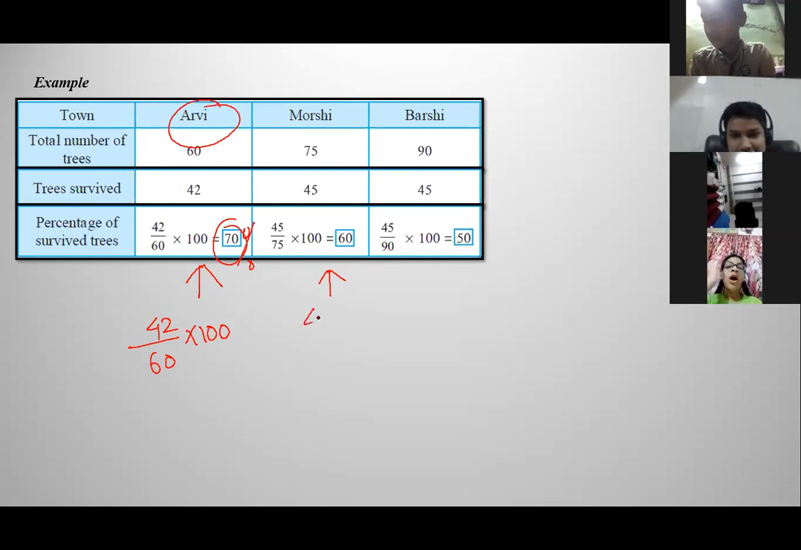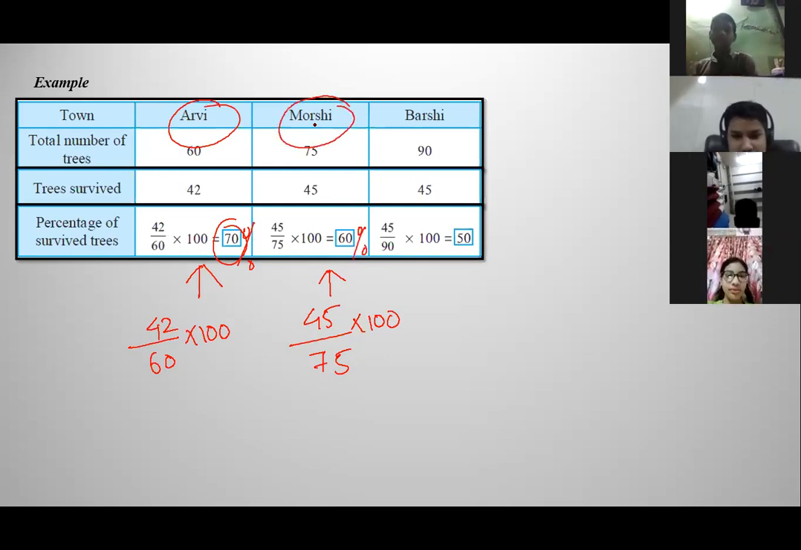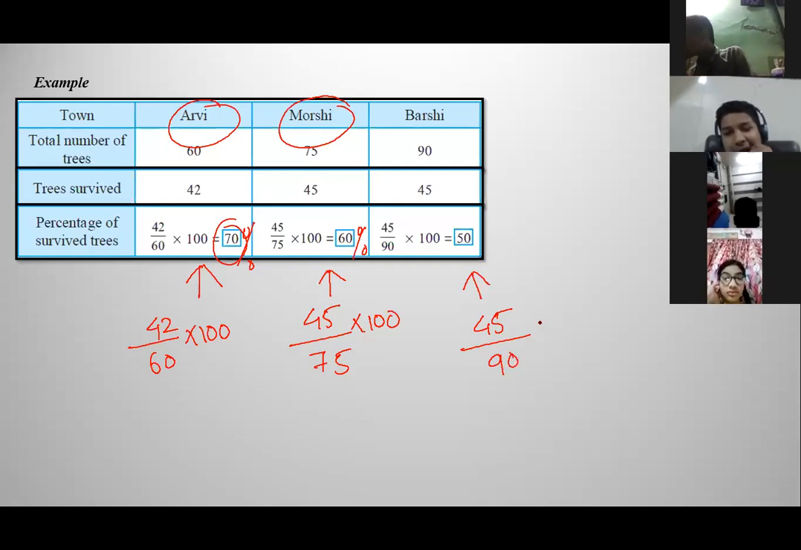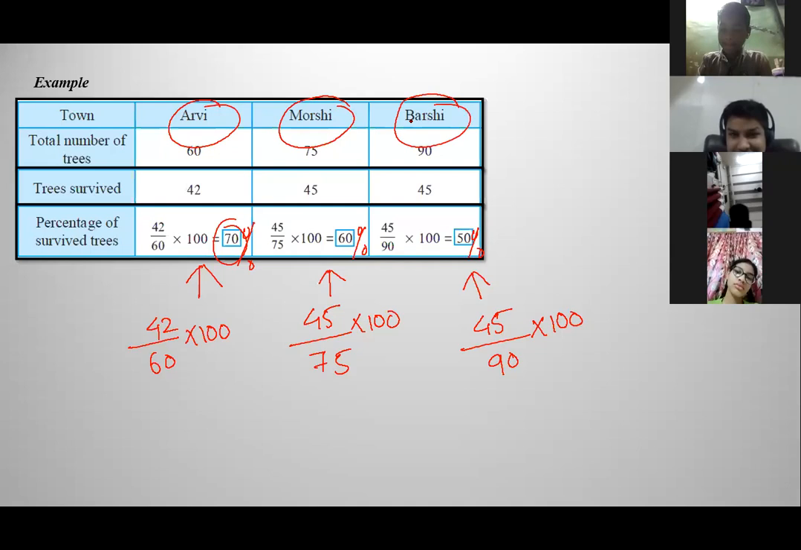In the second town, 45 survived out of 75. So you divide 45 by 75 and multiply it with 100. So this will be 60. So in the second town, 60% trees survived. In the third town, 45 survived out of 90. So 45 divided by 90 into 100 will give you 50. So 50% of trees survived in the third town. Is this much clear? Converting into percentage? Yes.